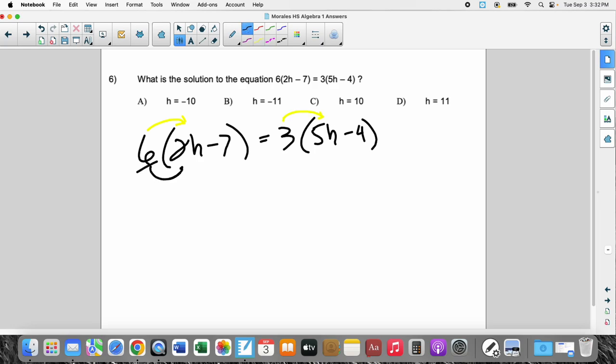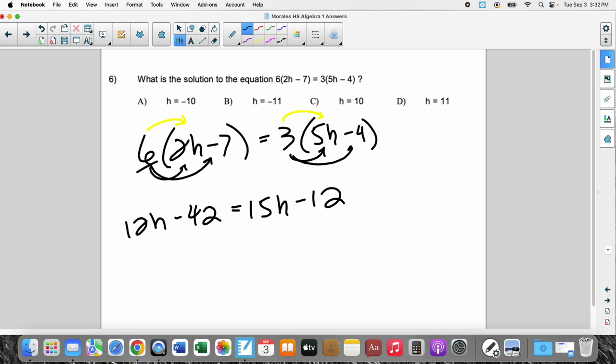So 6 times 2h is 12h. 6 times negative 7 is negative 42. 3 times 5h equals 15h, and 3 times negative 4 is negative 12. I have variables on the left and right sides, and I have constants on the left and right sides. I'm always going to move the variable first.